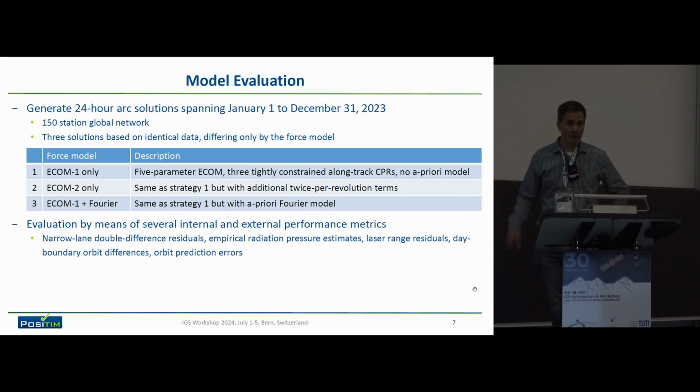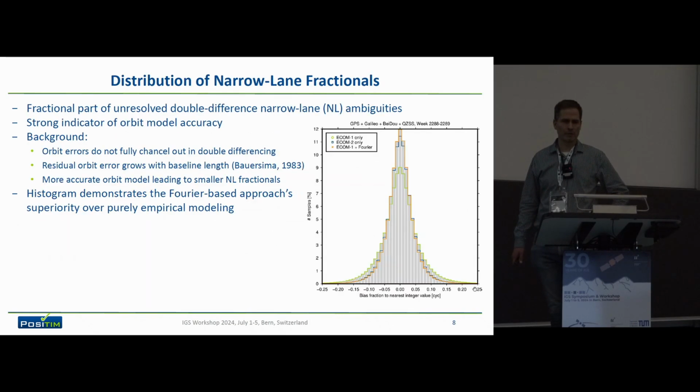Then we evaluate these orbits by typical performance metrics like narrow-lane residuals, empirical radiation pressure estimates, SLR residuals, orbit overlaps, or prediction errors. So this is the narrow lane, a bit about this. This is just the fractional part of the unresolved double difference narrow lane ambiguities. This is a nice, strong indicator of orbit model accuracy. The background of this is that the orbit error does not cancel out in double differencing.